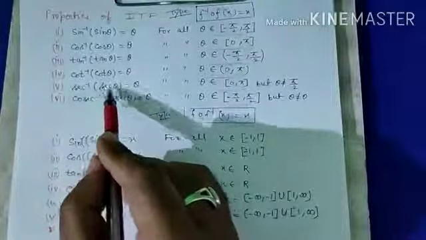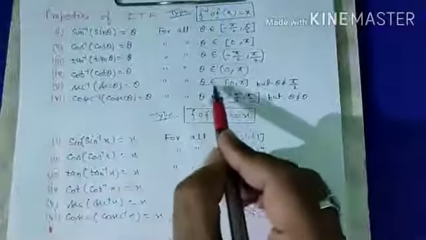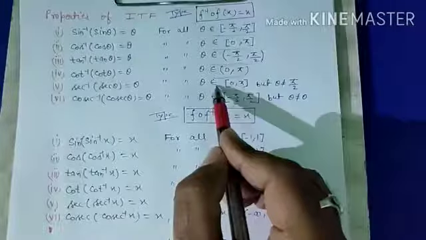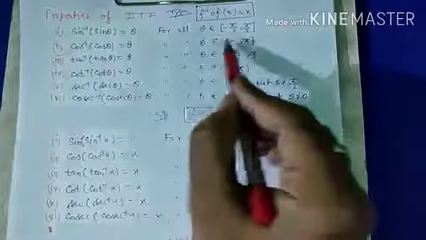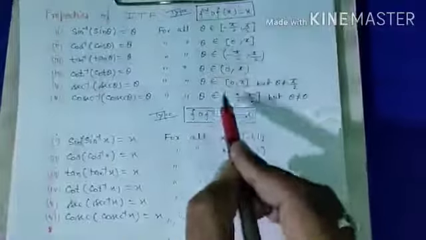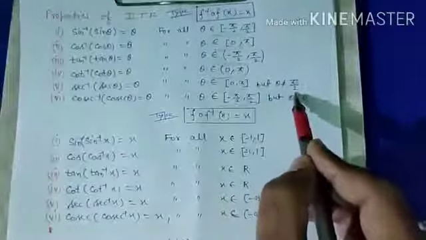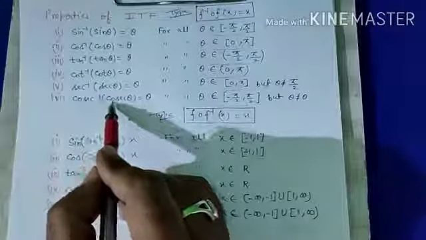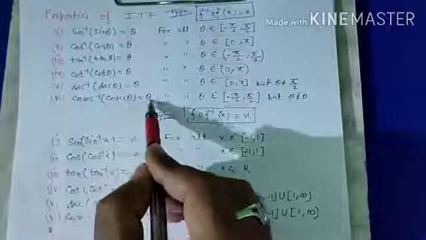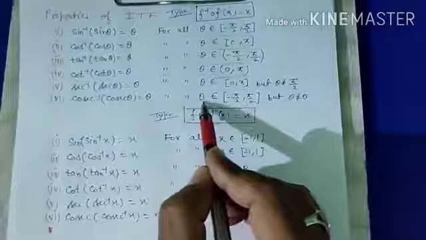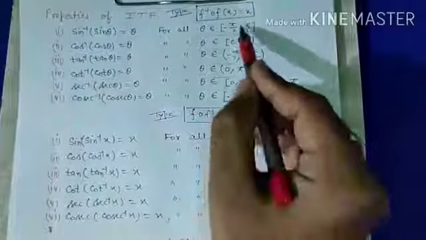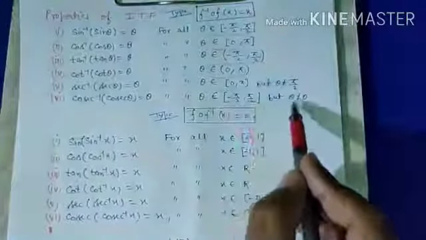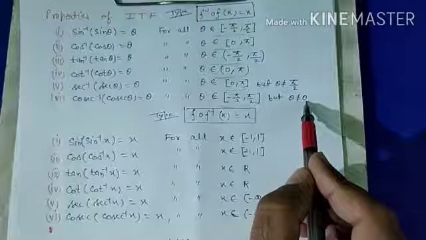Sec inverse sec theta is theta. Here we have to remember one thing: its domain is exactly equal to cos theta's domain, but theta must not be equal to pi by 2. Similarly, cosec inverse cosec theta equals theta, but here the domain is similar to sine, and theta must not be equal to 0.